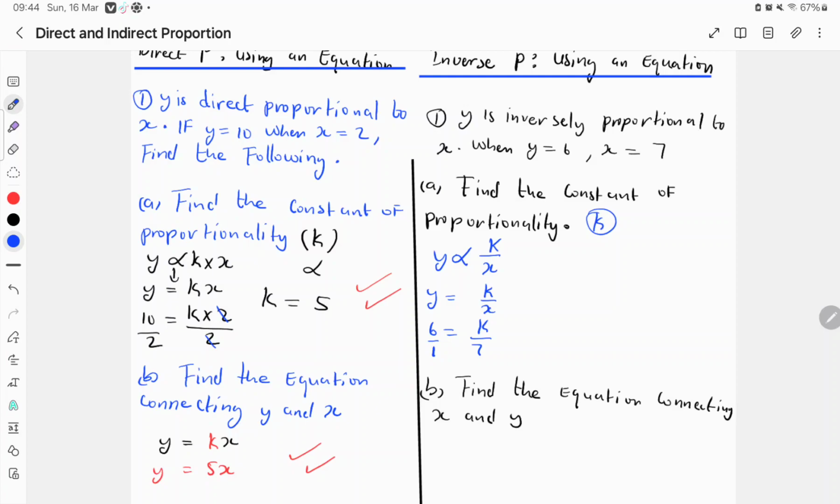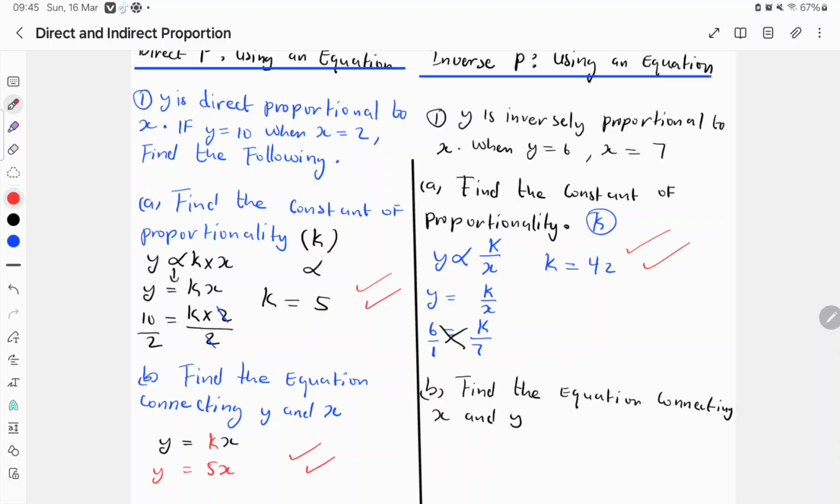Then to solve that, in mathematics and science, when we have one fraction on the left hand side and one fraction on the right hand side, you simply cross multiply. Then you're going to have 6 times 7, which is 42, and also y times k. So that means k is equal to 6 times 7, which is 42. Again, this will be 2 marks.